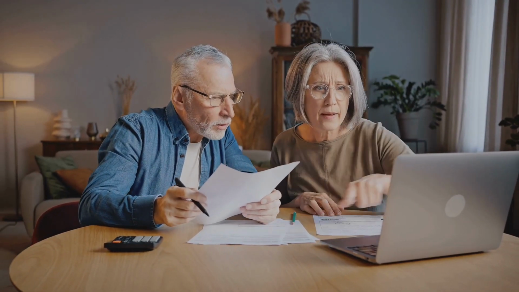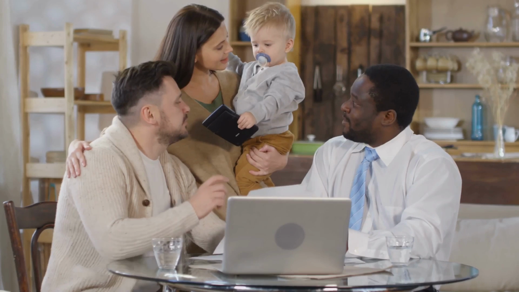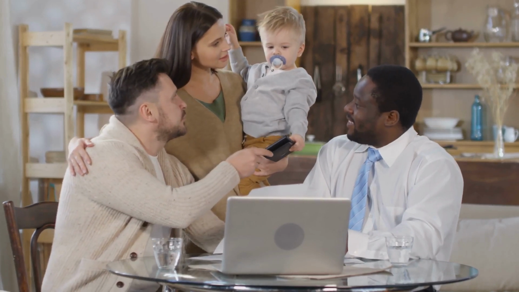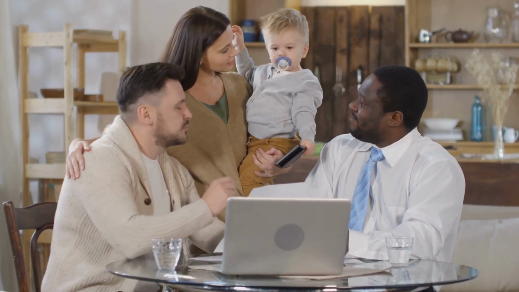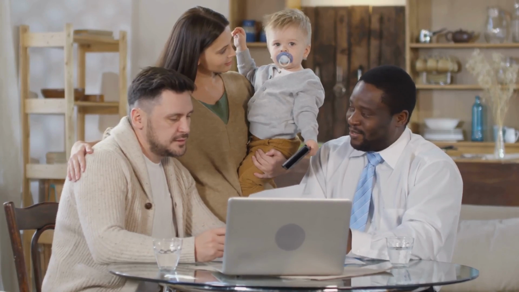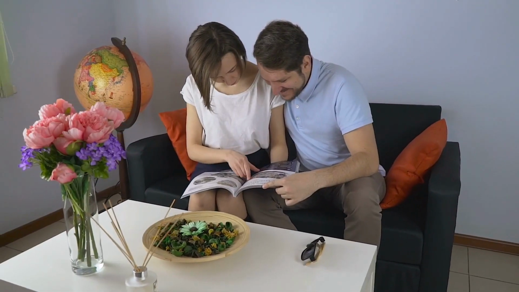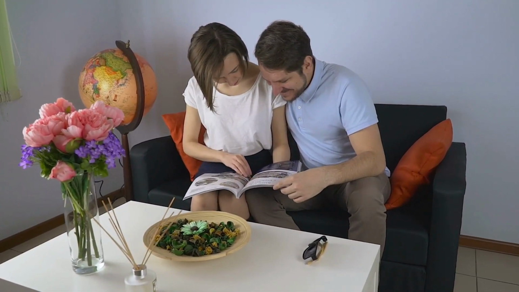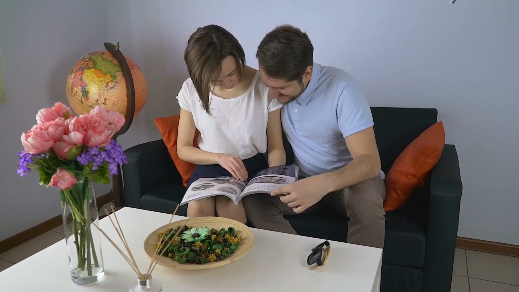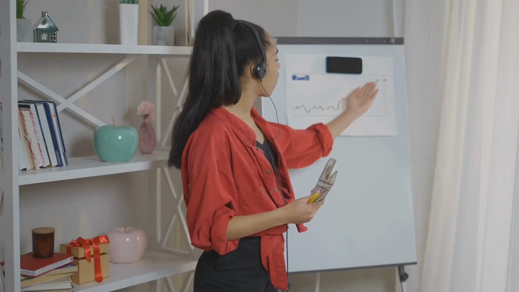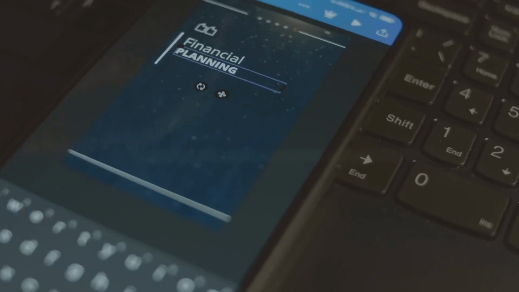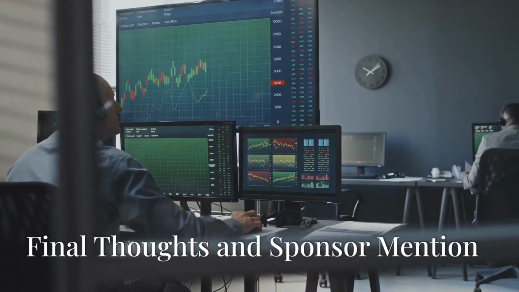2. Building generational wealth. Combine growth-oriented assets like real estate and stocks with stable assets to preserve wealth for future generations. 3. Short-term goals. Use conservative allocations for short-term goals like buying a home or funding a vacation to ensure stability and liquidity. By aligning your asset allocation with your goals, you create a roadmap for financial success that adapts as your life changes.